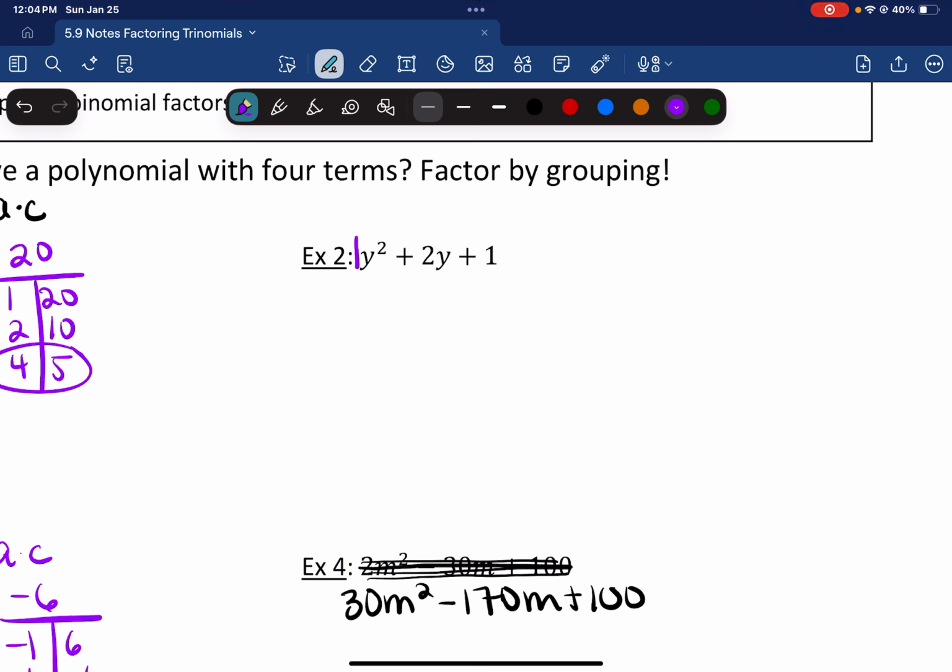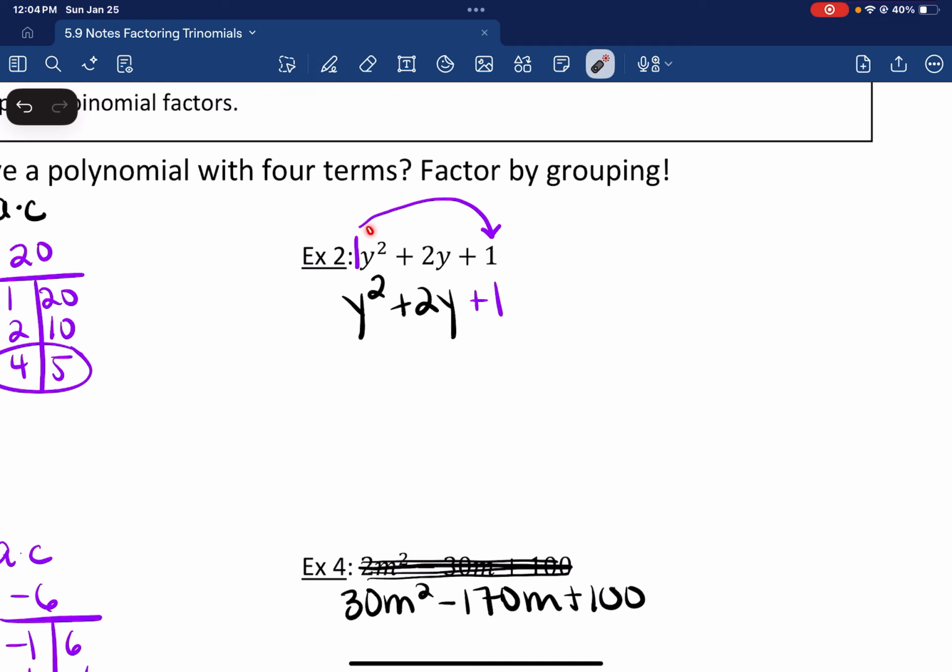And when you use this method, you want to multiply your a value times your c value and then rewrite it as y squared plus 2y plus whatever your new c value would be. In this case, it doesn't change. And I understand that, but I want you to make sure that this is always the pattern that we're doing. We always take this a value and we slide it to the back. We multiply it by whatever it is here. And of course, 1 times 1 is 1.